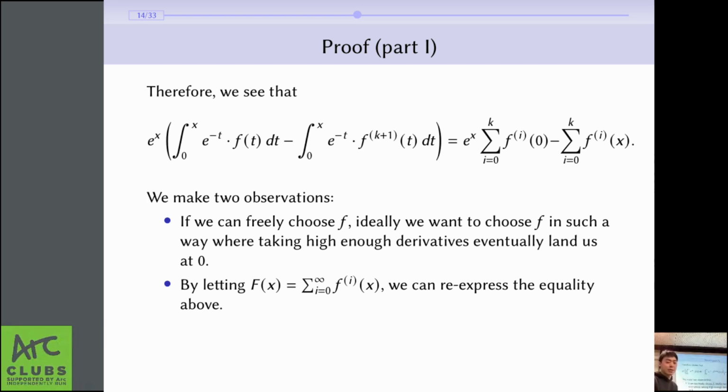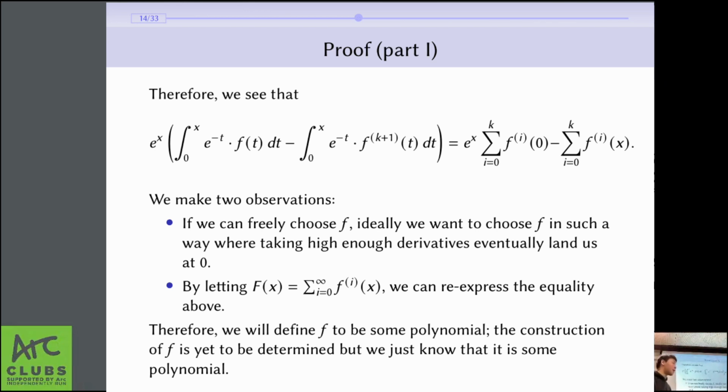Okay. And the second thing we want to observe is that I can sort of let capital F of x be this nice-looking sum, the sum of the derivatives, because that allows us to re-express the right-hand side in a much more succinct way. Instead of having this sum here, what we're going to do is say e to the power of x times F evaluated at 0 minus F evaluated at x. Cool.